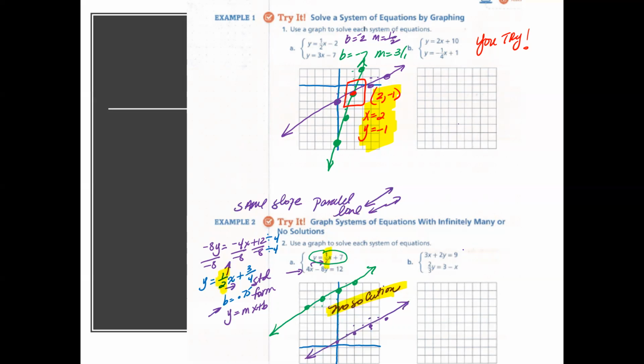All right, let's go ahead and give B a try. For B, both of them are in standard form, so you want to put them in slope-intercept form. Let's move the 3x over. So you have 2y equals negative 3x plus 9. Divide everything by 2. You have y is equal to negative 3 over 2x plus 4.5.